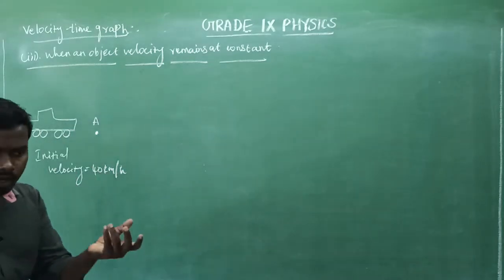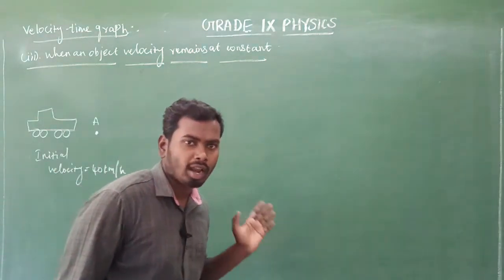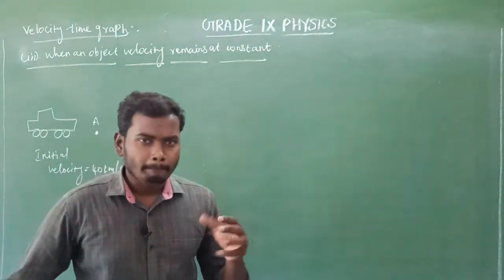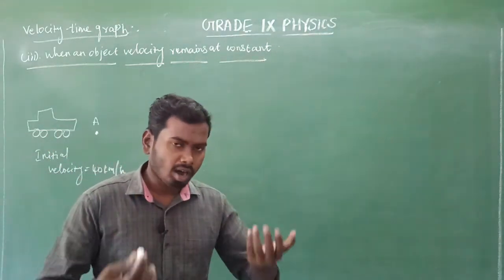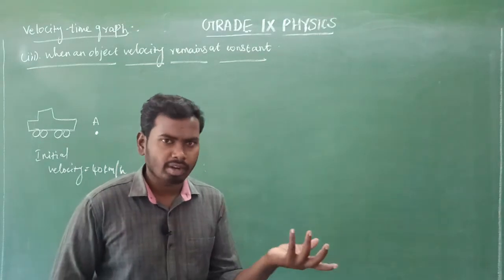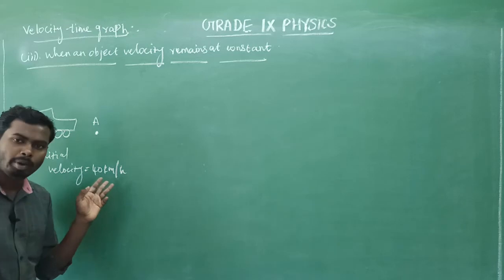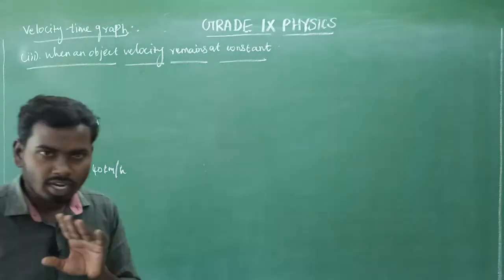You may ask me, sir, the velocity unit is meter per second, why have you written kilometer per hour? See, the SI unit of velocity is meter per second. A bigger unit, for our convenience, we can choose whatever it is. The SI unit is meter per second, but for our convenience I have taken kilometer per hour. That is not wrong.